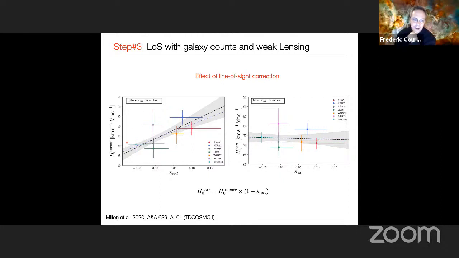So this is before correction of the line of sight: clear correlation. After correction, no correlation. And that's the effect here. So you see, if you have 0.05 here, your H0 is wrong by 5% if you don't correct for the line of sight. So that's a really critical step, which is also why we put so much effort into doing the weak lensing, doing the galaxy counts, and so on.